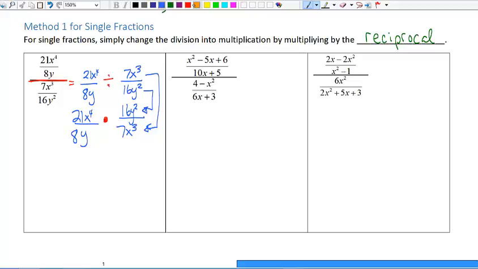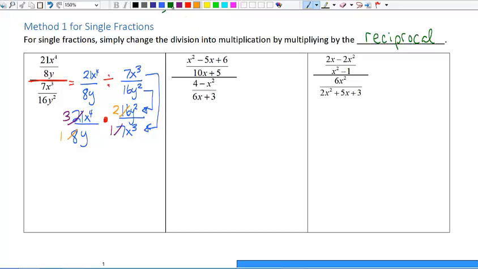And then we look for any common factors that can divide out. It looks like 21 and 7 both have a common factor of 7, so I can divide both the numerator and denominator by 7. Also, 8 and 16 can be divided by 8.